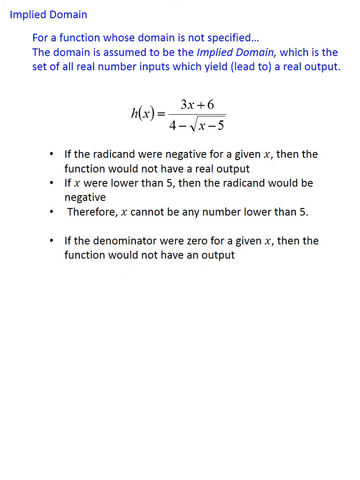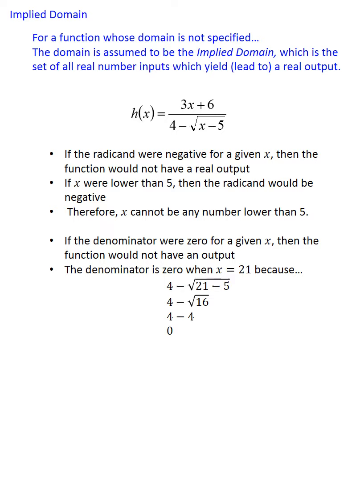But then I also started thinking about the denominator. If the denominator is 0, then the function is not going to have an output. I'm going to recommend pausing the video again and try to answer this question during the pause. What value of x would make that denominator 0? Hit pause and then play when you're ready. If you came up with x being 21 would make that denominator 0, then you have a very clever thought process, and I congratulate you on that.